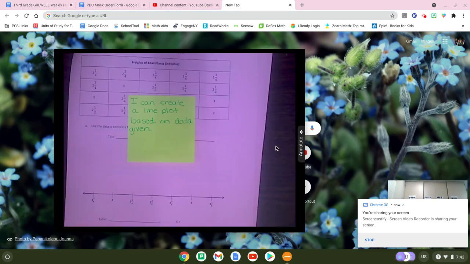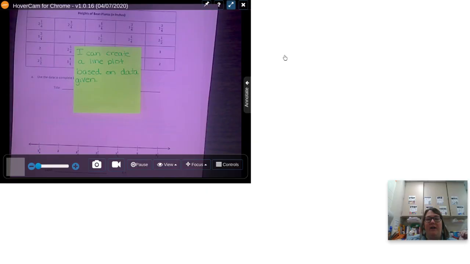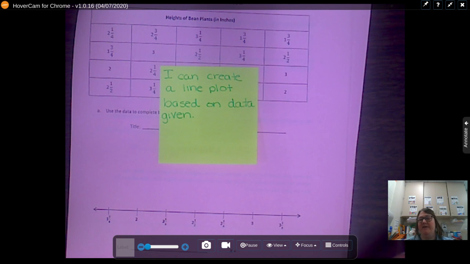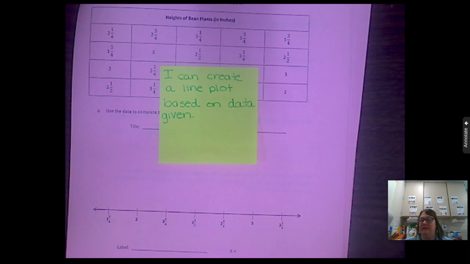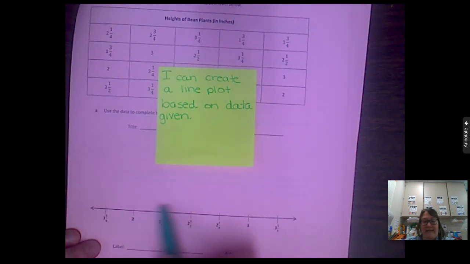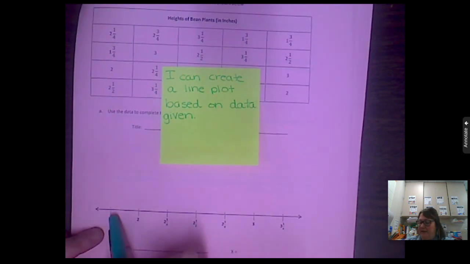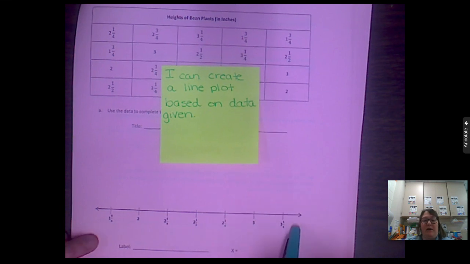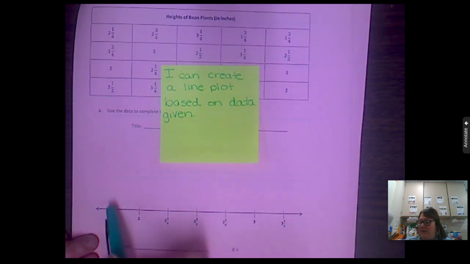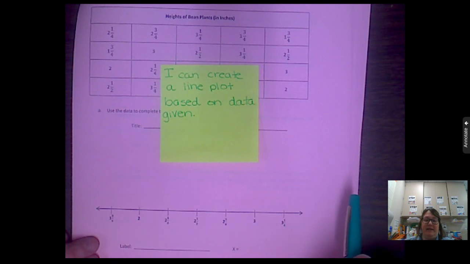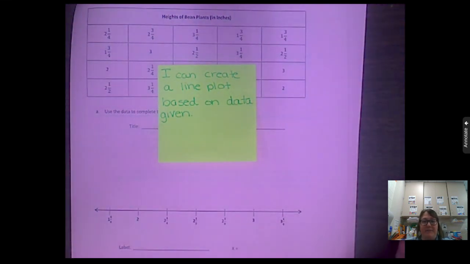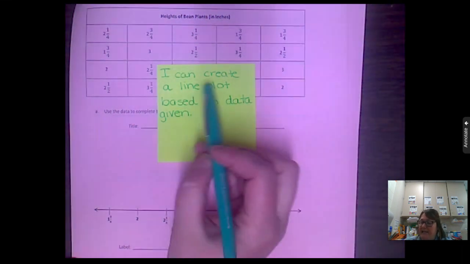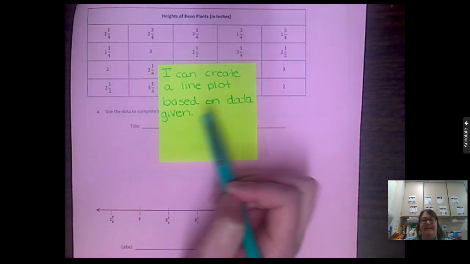Hi, third graders. Today we are continuing to work on our graphing unit for math, and we are still working on line plots. So remember, a line plot kind of looks like a number line, right? And then we label our points or our measurements on it, and then we have X's that represent how many of that measurement or whatever it is that there is. Okay. So our I can statement for today is I can create a line plot based on data given.